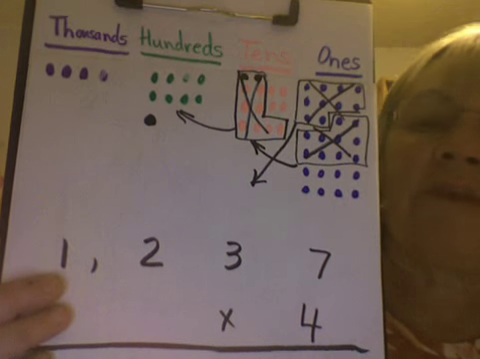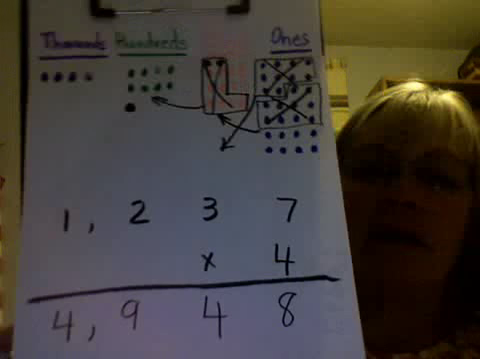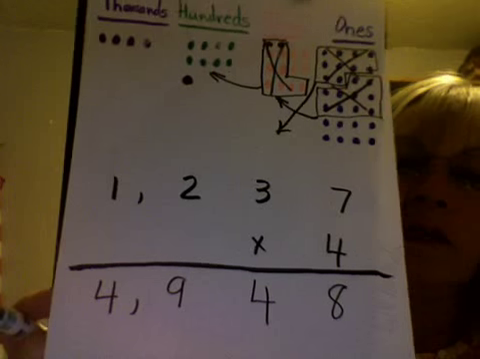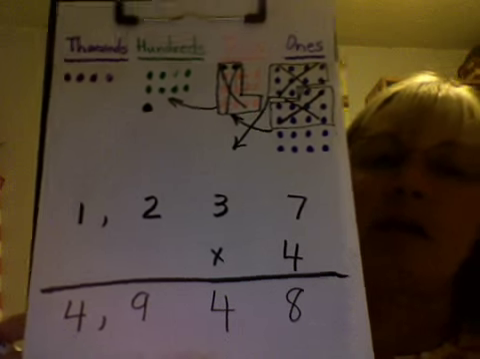So when we've correctly multiplied and regrouped this problem, the answer is 4,948. And I just read that directly off the place value chart. Now I'll demonstrate how to do this same problem without a diagram on the place value chart.